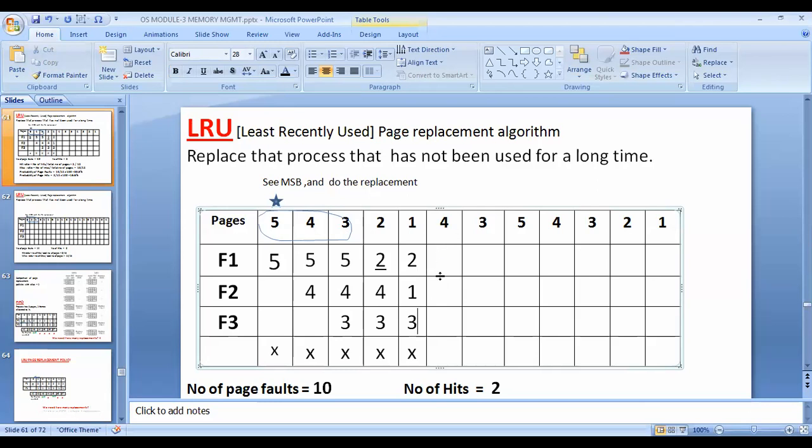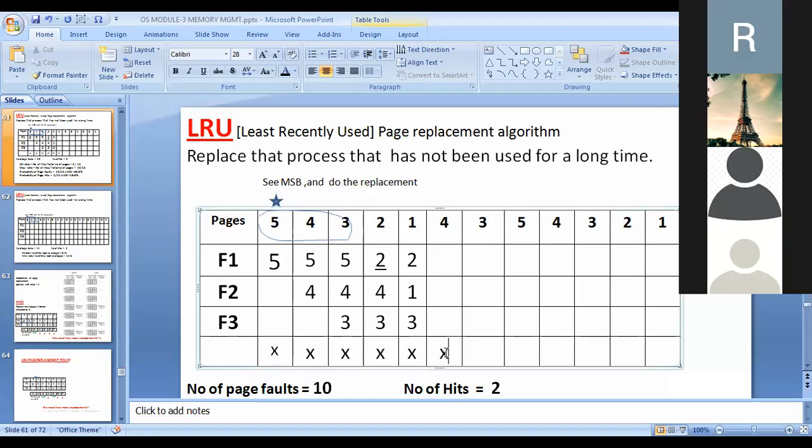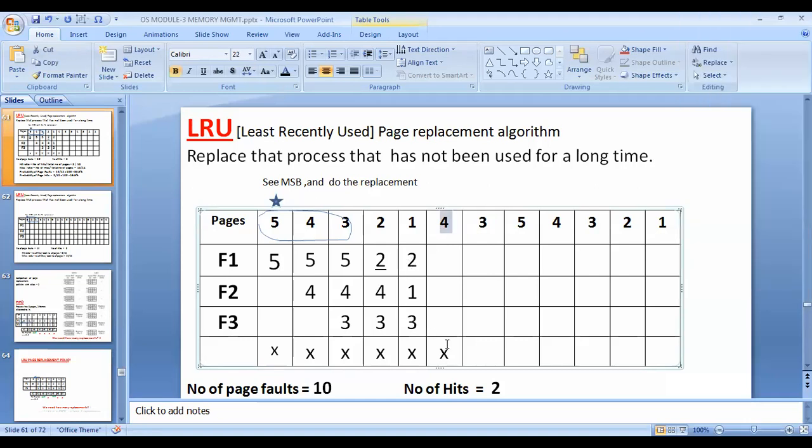After this, the next page is page number 4. What about this page number 4? Do we have a page hit or a page miss? We have a page fault, or a page miss, because this particular page 4 is not in any of these frames. Hence, I can enter X here.